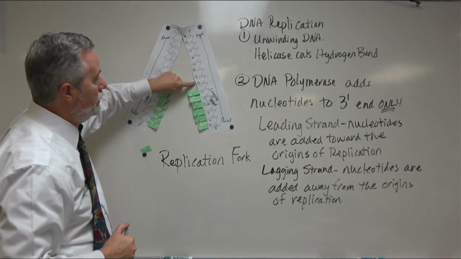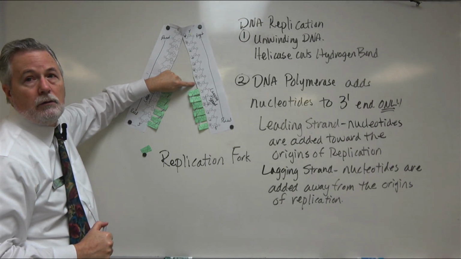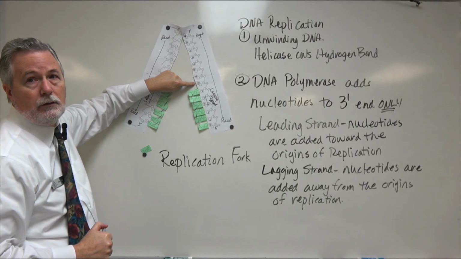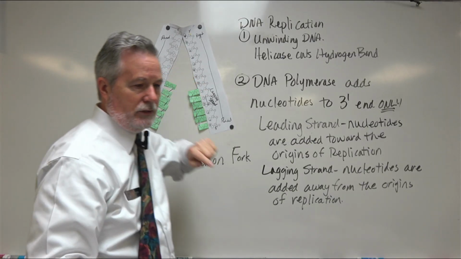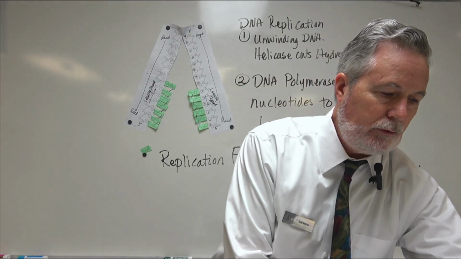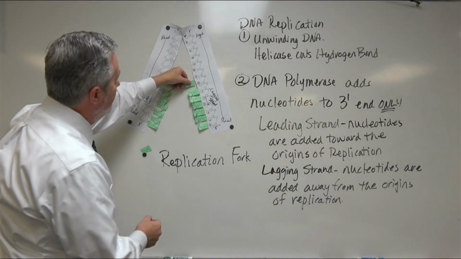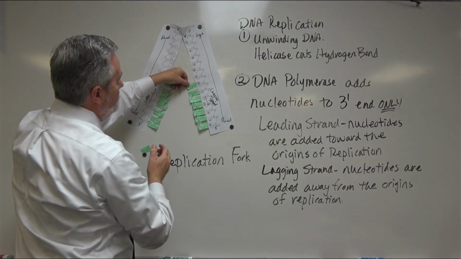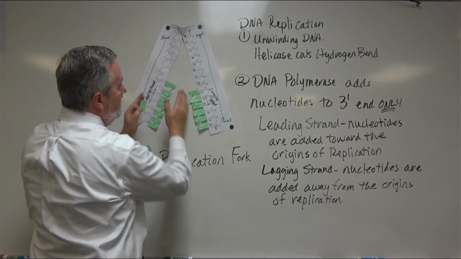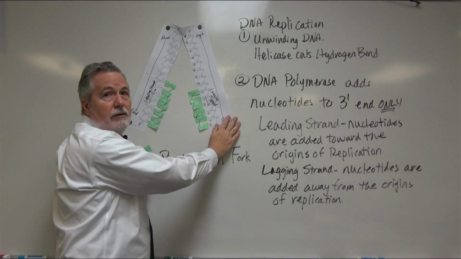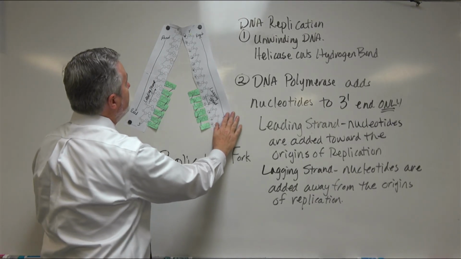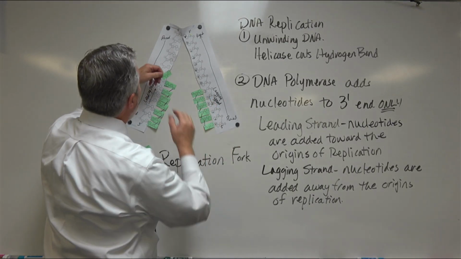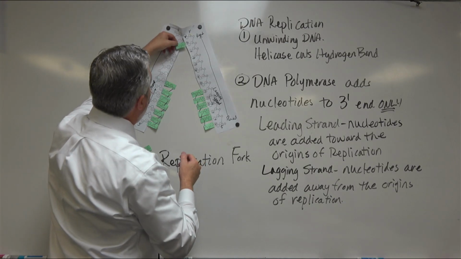Can I add one here? I cannot add one here. Why can't I add a cytosine here? Because there's only a 5' on the other side. This is 5' here, and it can't get in there. So what has to happen? This side's going along. What has to happen on this side? It has to wait. And once it waits, then you can come up and add another.